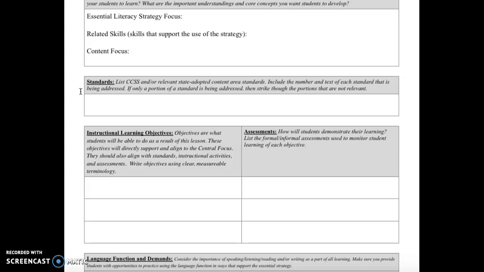So standards, these are just copied and pasted from the Common Core standards for us in California. And usually you don't want to have too many per lesson because you want to make sure that we are focusing on essential skills for the students, and we can't necessarily do that if we have a bunch of objectives, just like we read in Schmoker.